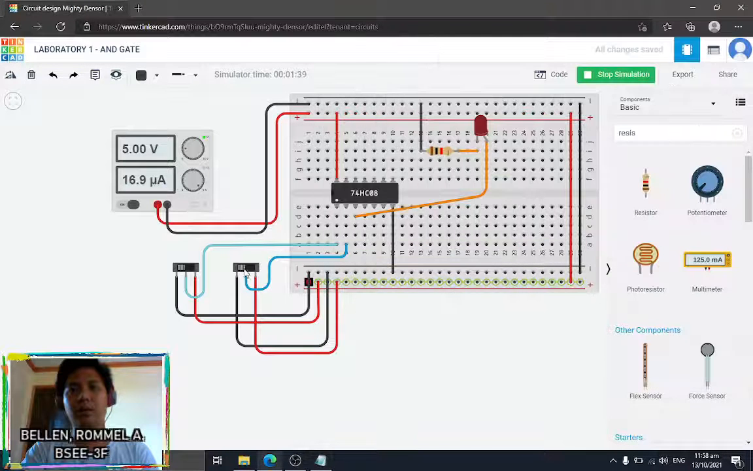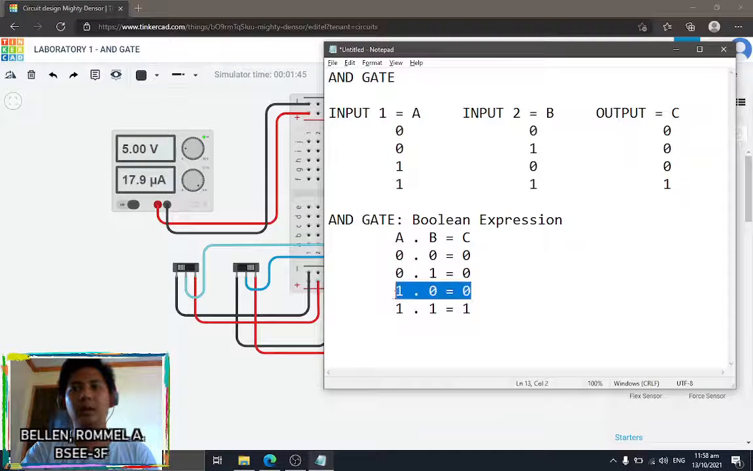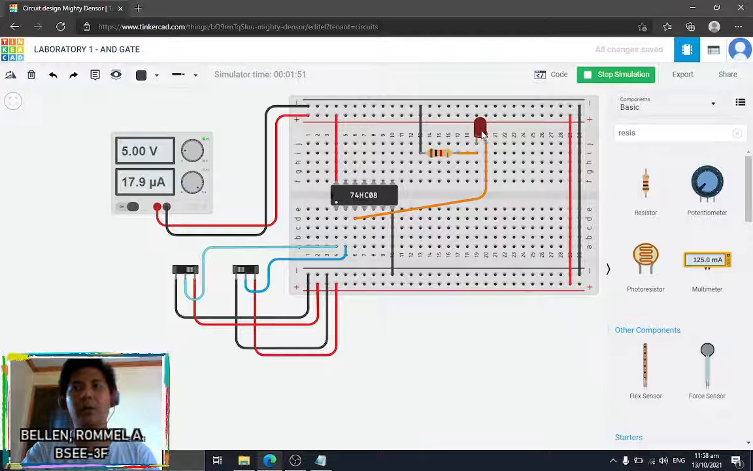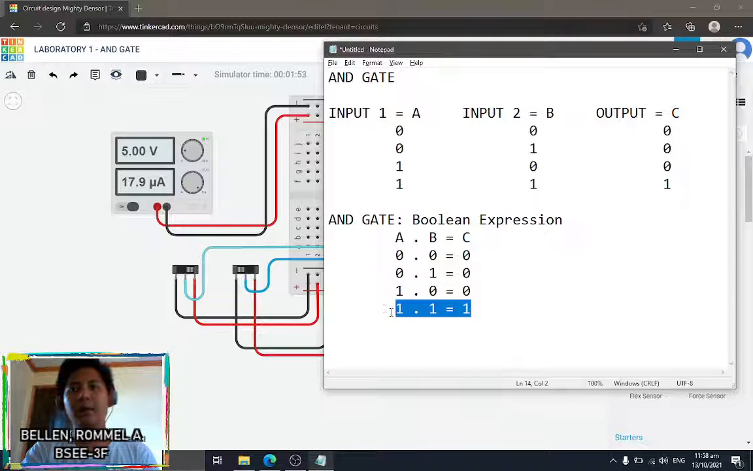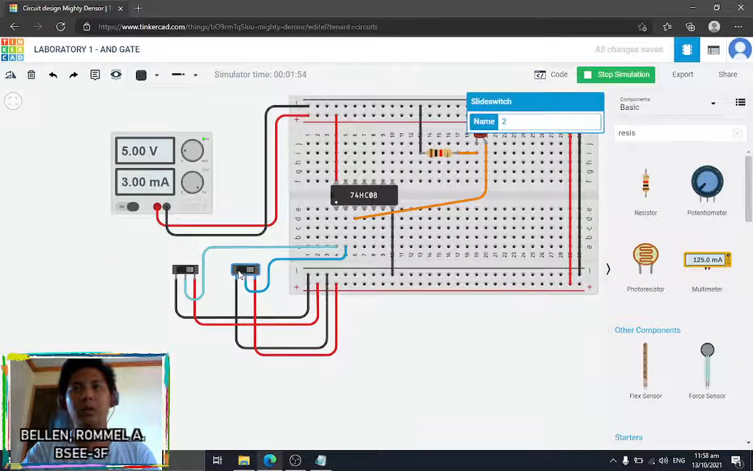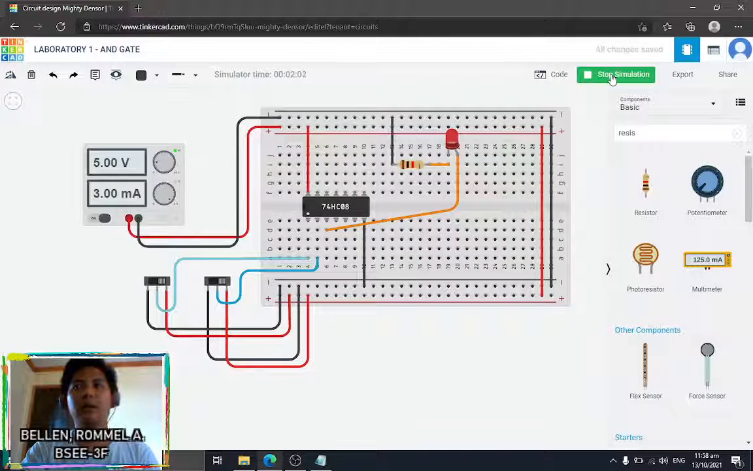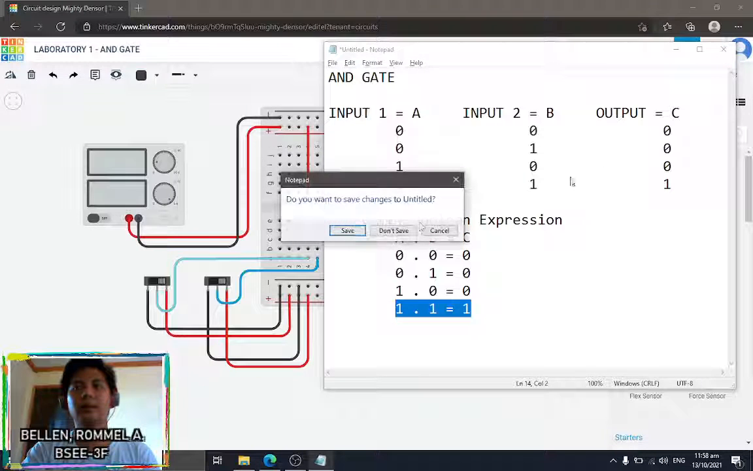If it's 0, 1, there, still no light coming out from the LED. If it's 1 and 0, still no light from the LED. But if it's 1 and 1, that is the only time we'll get our LED to light up. Okay, and that is how an AND gate is connected.